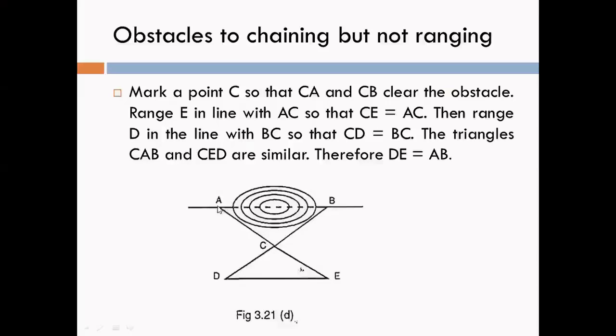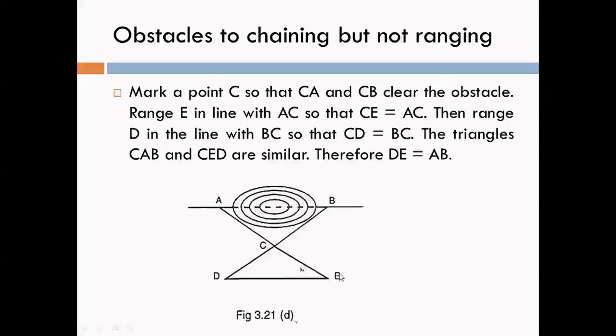So this method is used for chaining. Now from point A, draw line AC and select the point C on the ground and join C to B such that the length of line AC is equal to length of line CB.